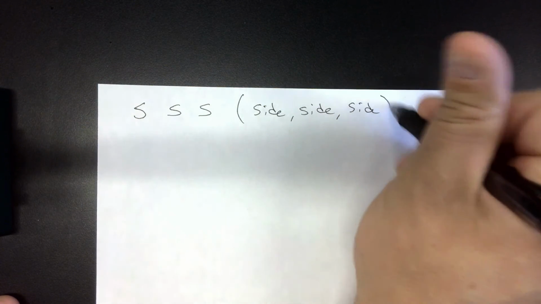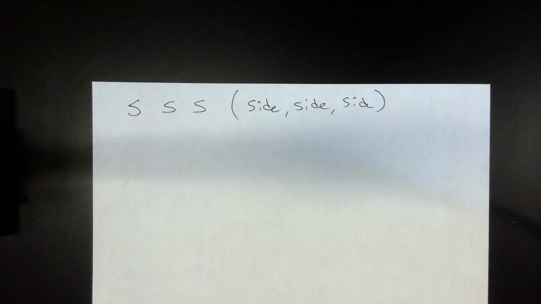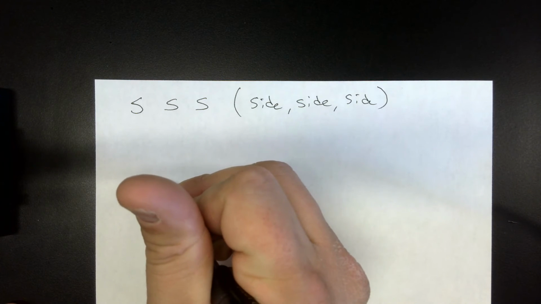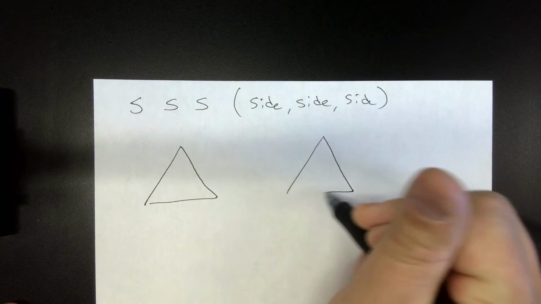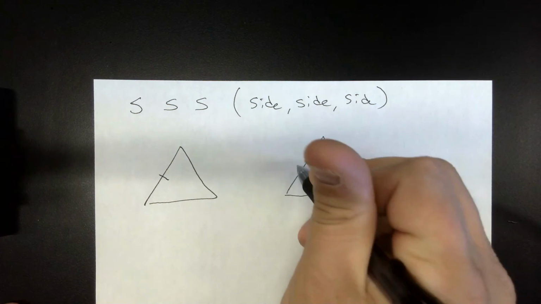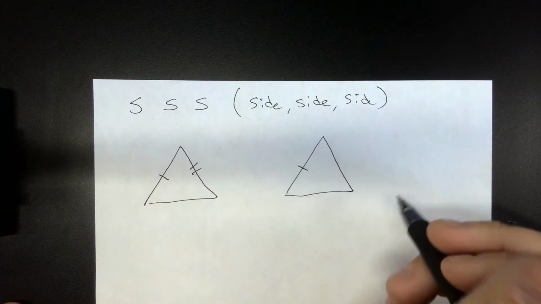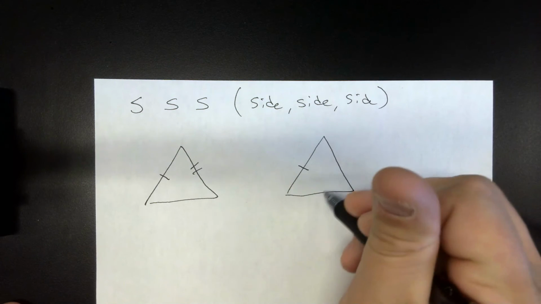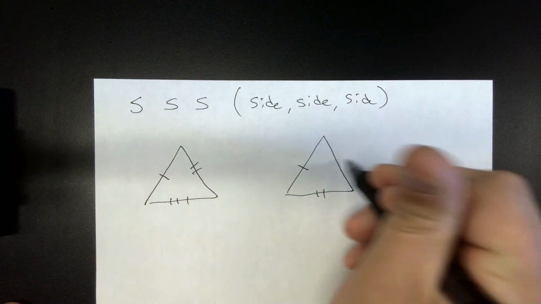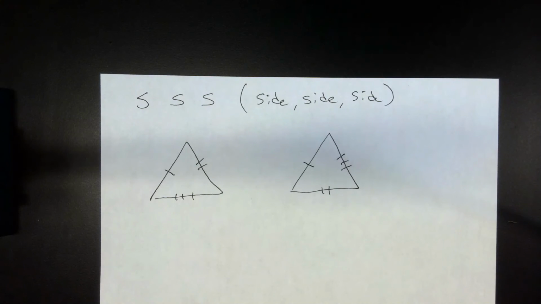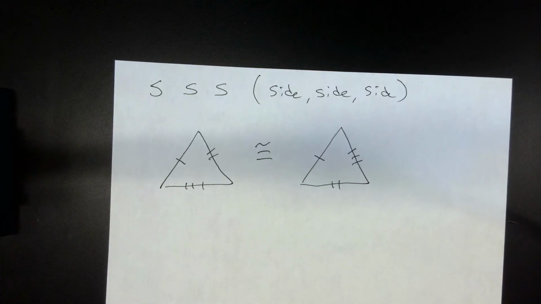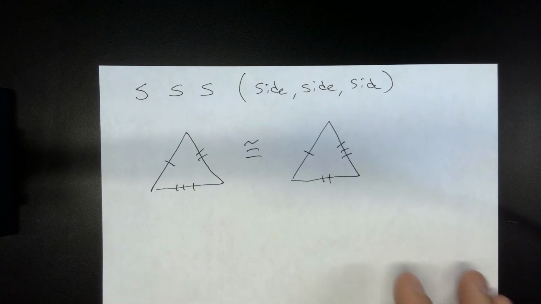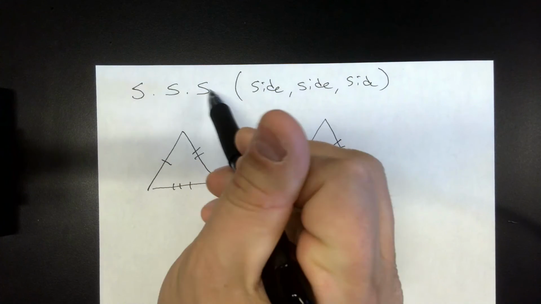I should have written it side, side, side, and then the abbreviation. So side, side, side: what that means is, if I have a triangle like this and another triangle, and I'm told that this side is congruent to that side, this side is congruent to that side, and this side is congruent to this side, then I know that those 2 triangles are congruent. Yes, by side, side, side.